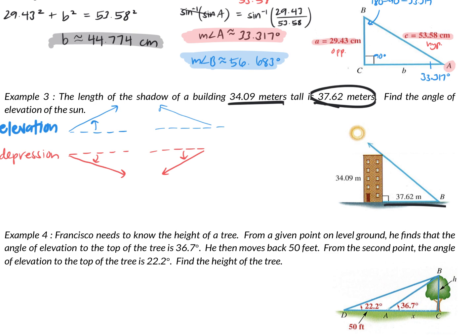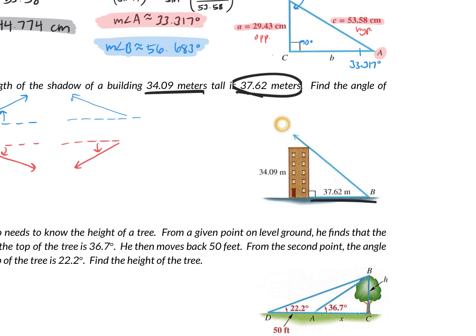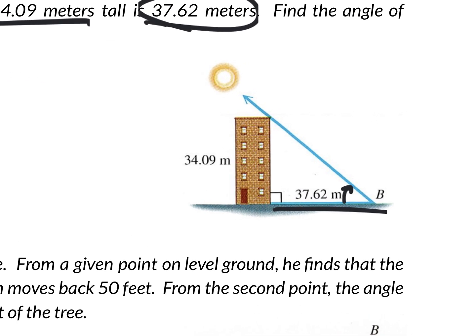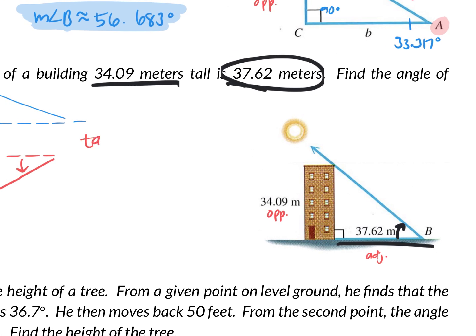It says to find the angle of elevation, okay? So the angle of elevation that we're finding is going to be this angle right there. I want to figure out what angle B is on this picture. From angle B, I'm given two side lengths. What two side lengths am I given in terms of opposite, hypotenuse, and adjacent? Yeah, I'm given the opposite, and I'm given the adjacent. So what trig function am I going to use to find B? Tangent. So tangent of B is equal to 34.09 over 37.62.